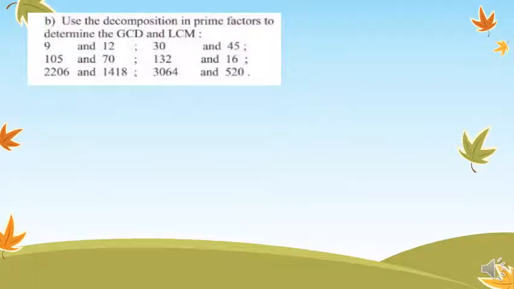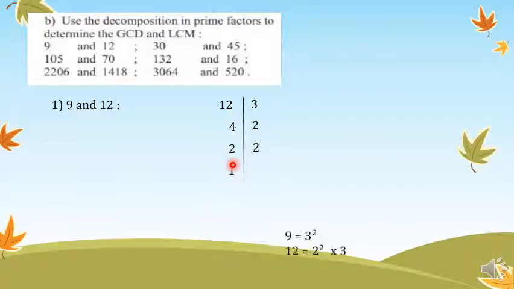Now part B. Use the decomposition into prime factors to determine the GCD and the LCM of the following numbers. Starting with 9 and 12. 9 is 3 times 3, so it's 3 squared. And 12, let's decompose it. Divided by 3 gives me 4. By 2, gives me 2. By 2, because it's a prime number, gives me 1. So 9 is equal to 3 squared, and 12 is 2 squared times 3.